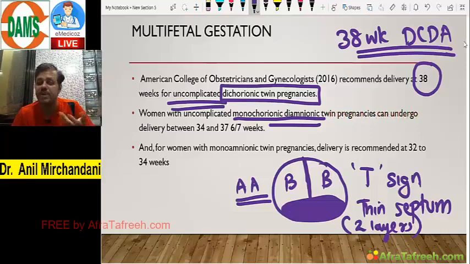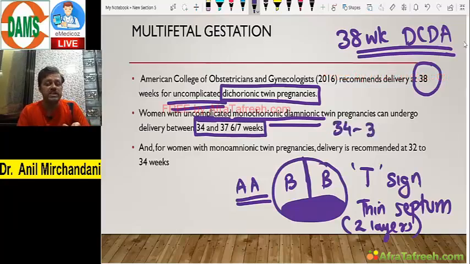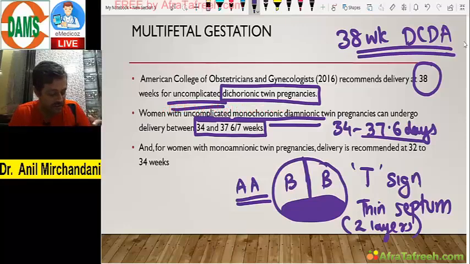Monozygotics are of different types. When are you supposed to deliver these babies? Remember that if there is monochorionic diamniotic twinning, then termination has to be done between 34 to 37 weeks 6 days. This is the time when you should terminate the pregnancy.